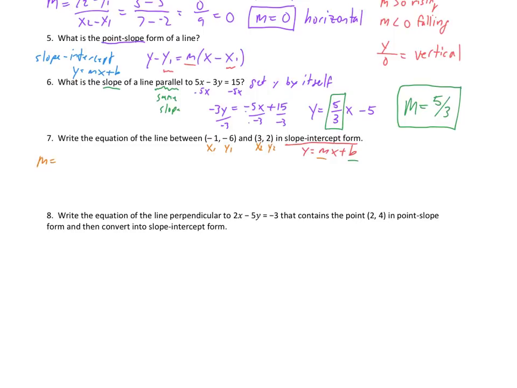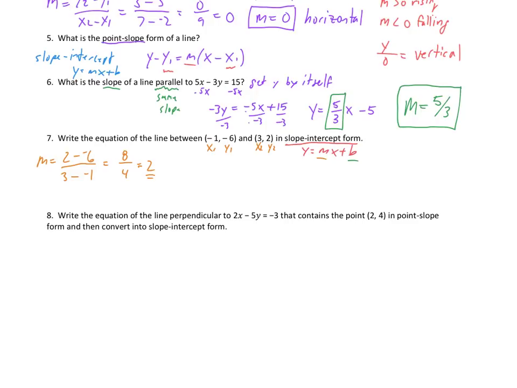So m equals, y2 is 2 minus negative 6, which is y1. Watch those signs. And then 3 minus negative 1. So that's 2 plus 6, which is 8, and then 3 plus 1, which is 4. So the slope is 2. So there's my m value.